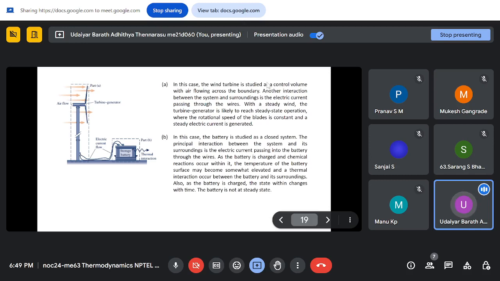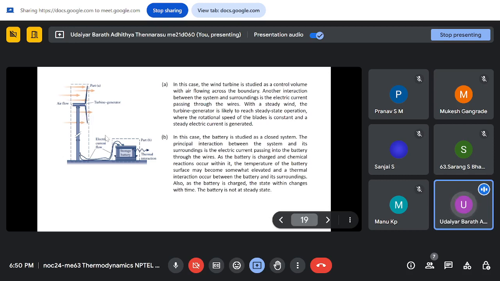So you can say the wind turbine is studied as a control volume with air flowing across the boundary. Another interaction which is happening is the electric current passing through the wires. You can also say that this is a steady state, because we assume that wind is flowing at a constant velocity and it's not varying, so steady wind. So in that case, this operation will be a steady operation.